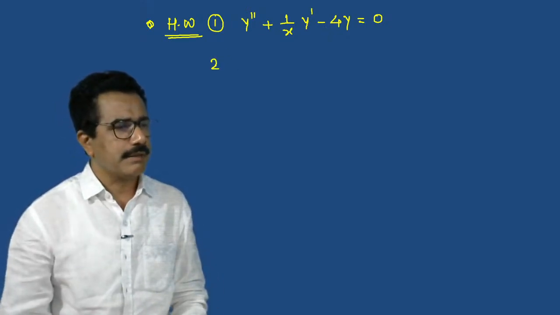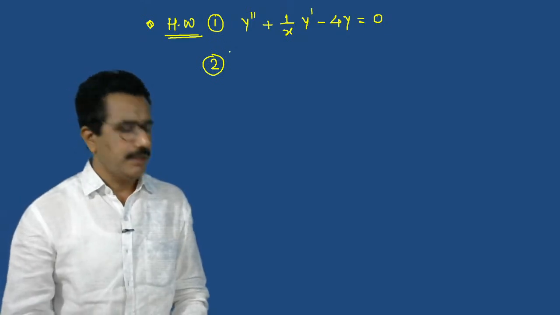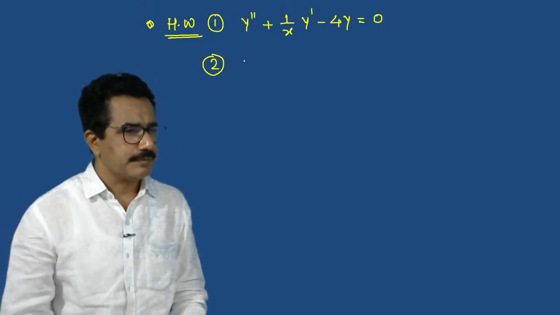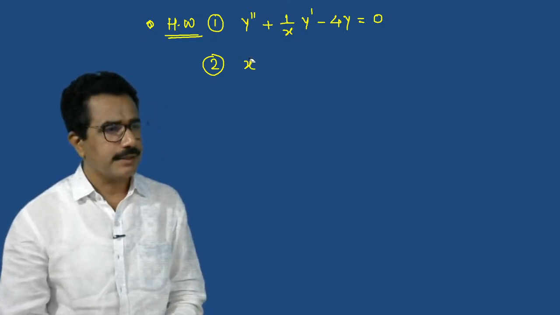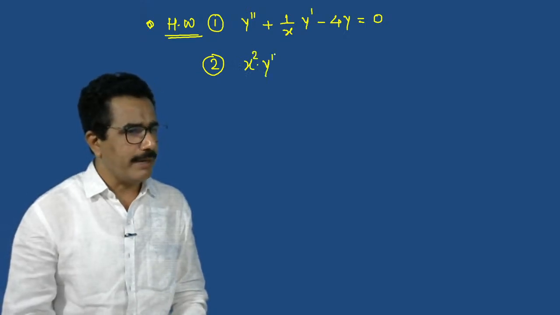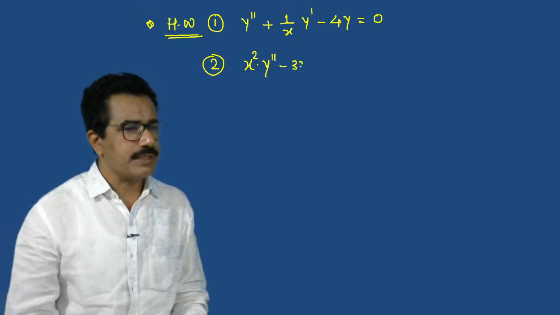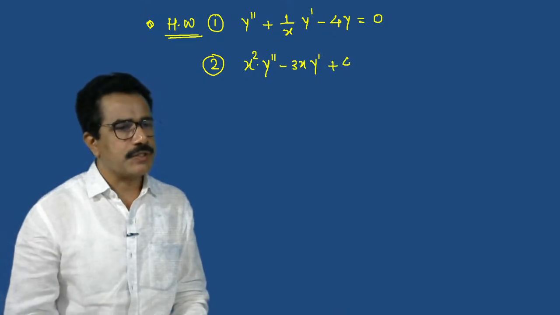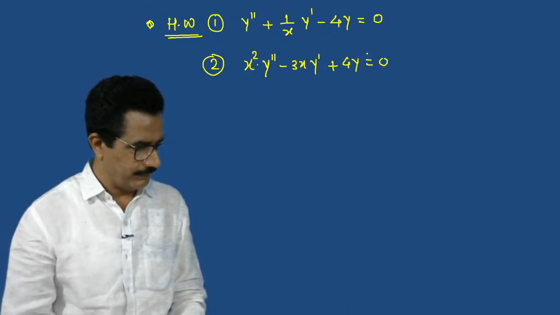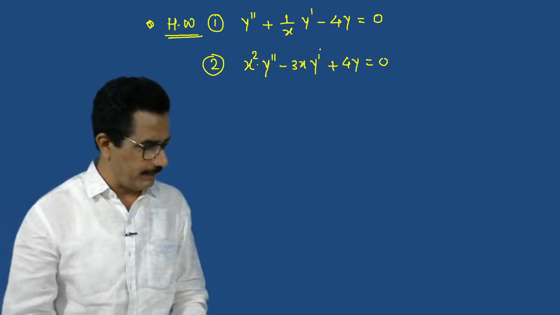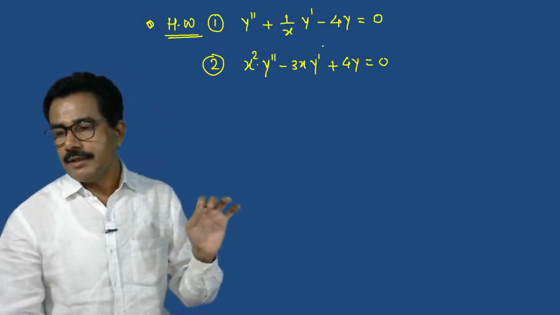Now second, what is that second here? Second problem, x square into y double dash minus 3x into y dash plus 4y which is equals to 0. याचे रिपीटेड रूट्स येतील, पहा चेक करा तुम्ही, सॉल्व करा.